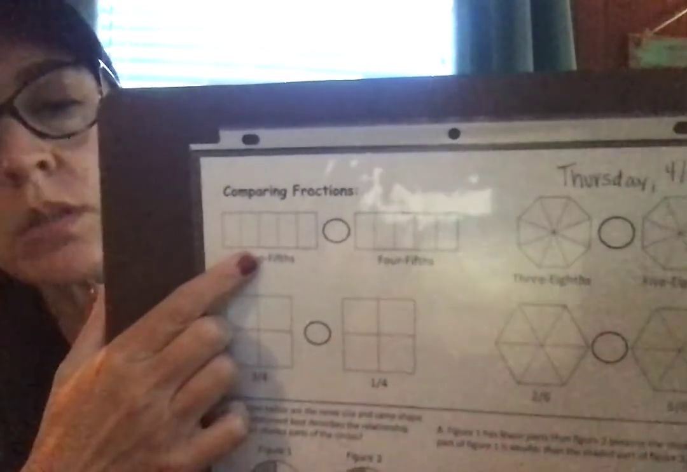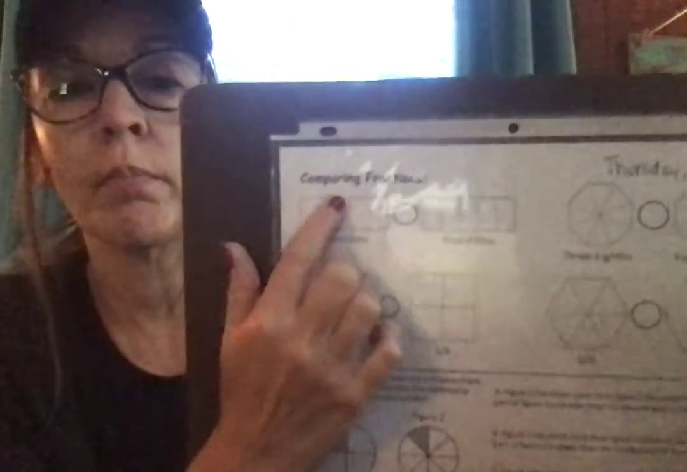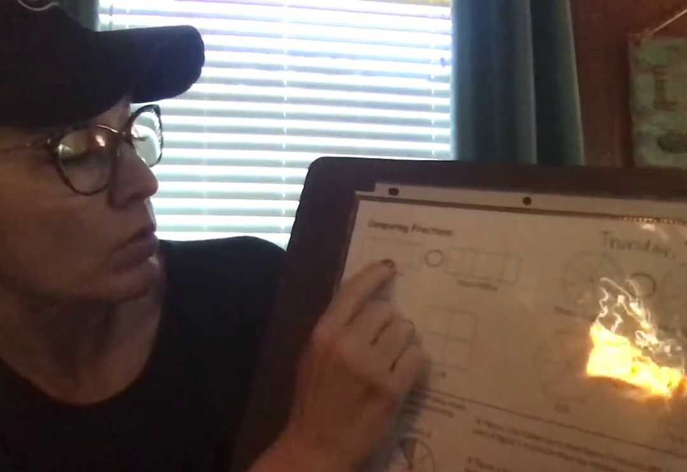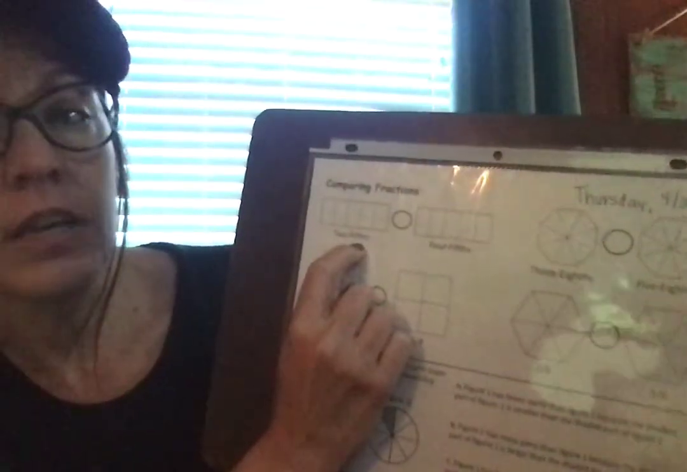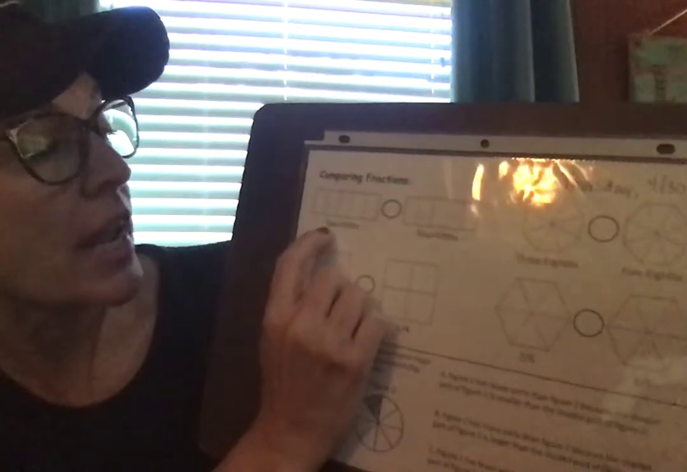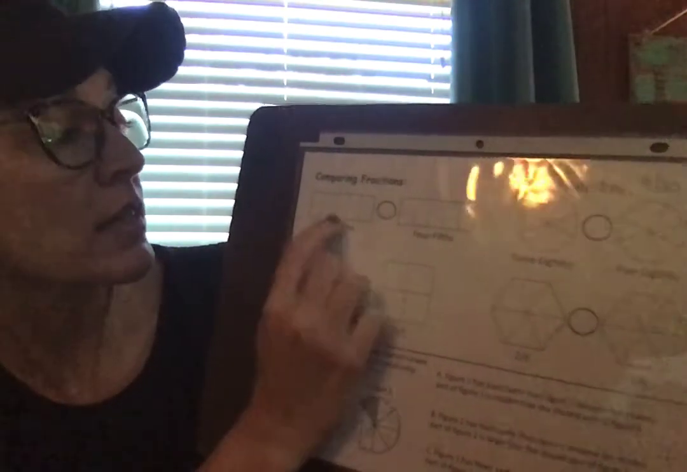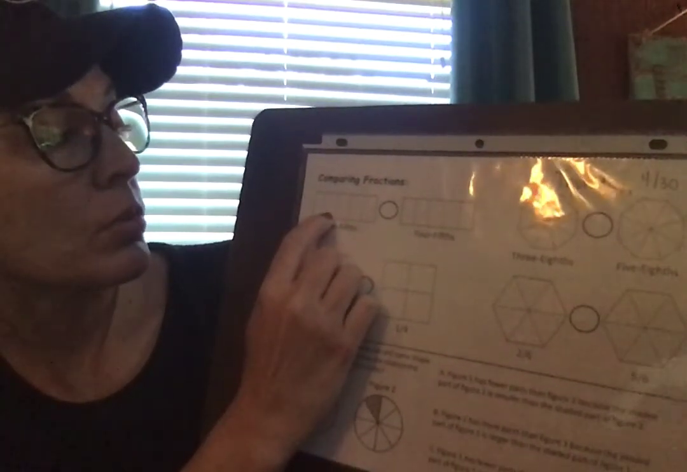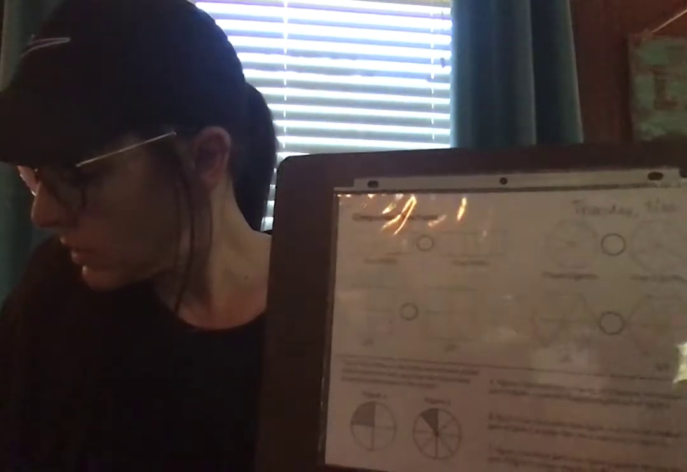This first one, we're just going to do a couple together. This first one says 2/5. So your first job is to make your model show 2/5. So when I look at this box, I see 1, 2, 3, 4, 5. It's cut into 5 equal pieces. So I know I can call it fifths. But I need to shade 2/5. So if I'm shading 2/5, I'm going to shade 1, 2. Because this is 1/5, this would be 2/5.